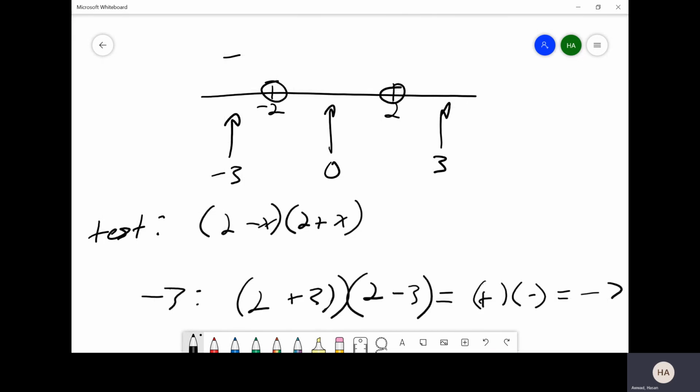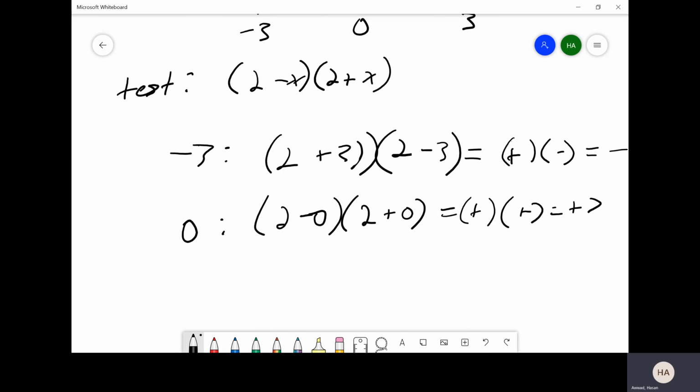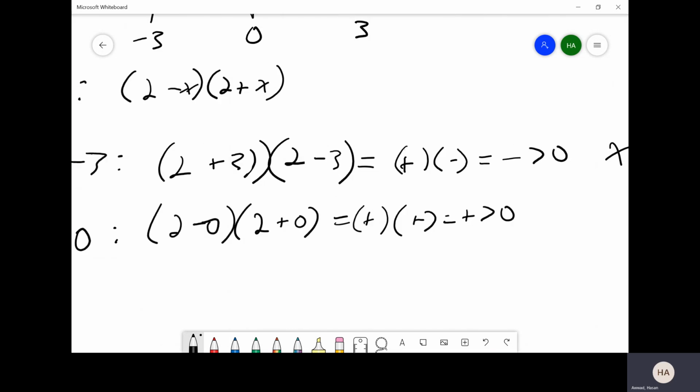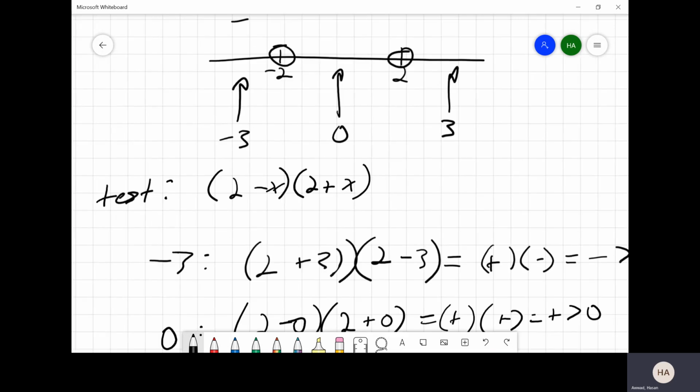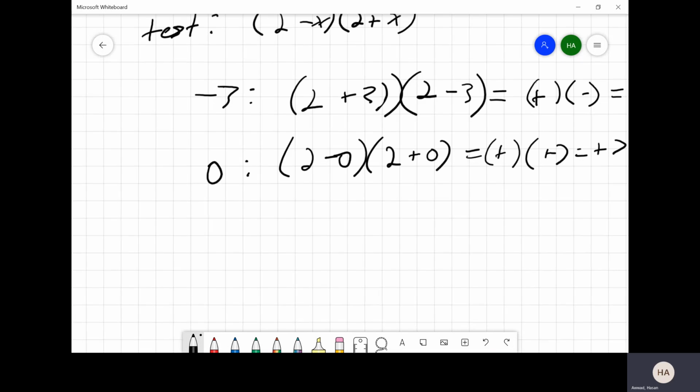So now we test the middle interval. So 0. So we have 2 minus 0 and 2 plus 0, right? And for that, 2 minus 0 is positive. 2 plus 0 is also positive. So we get positive times a positive, which is positive. And is a positive greater than 0? Yeah, it is. Hooray. So we have one interval so far that works. So our middle interval is, in fact, going to be part of our domain. And now we just have to test 3.